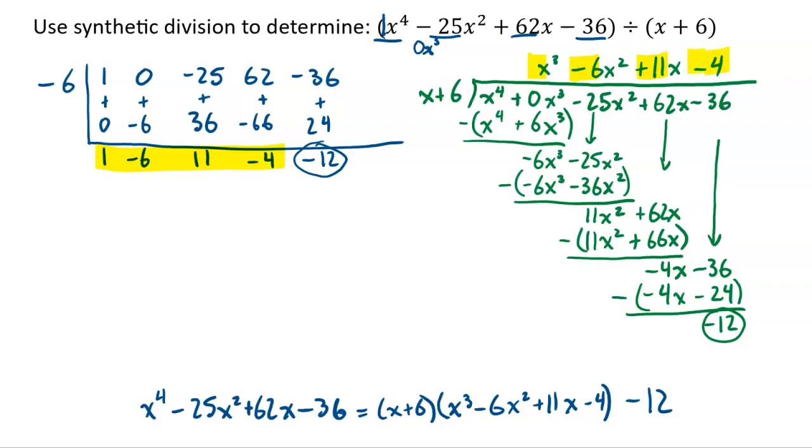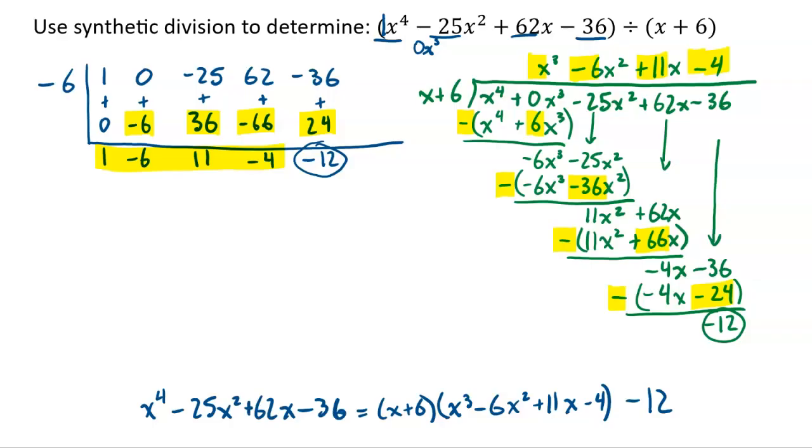But perhaps more interestingly, if we look at the numbers in the second row of the synthetic division, you see the negative 6 lines up with the second row of the long division. And the 36 lines up with the fourth row of the long division. And the negative 66 lines up with the sixth row of the long division. The 24 lines up with the eighth row of the long division.